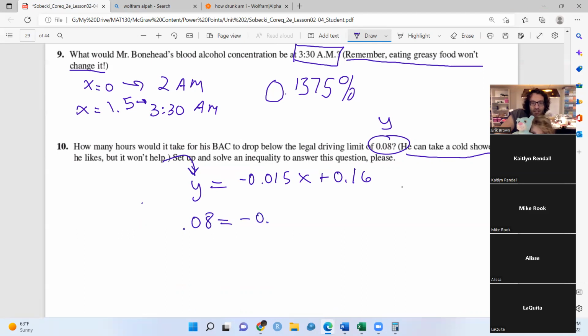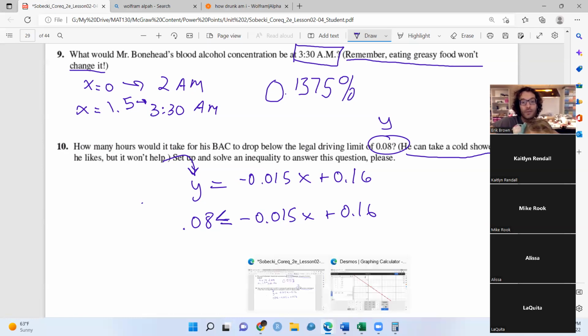And then we could solve this algebraically. Subtract the 0.16, divide by negative 0.015. Of course, our author says to solve this as an inequality, but to me, I would say just solve with the equal sign, and then we know it's any time below that or any time past that.